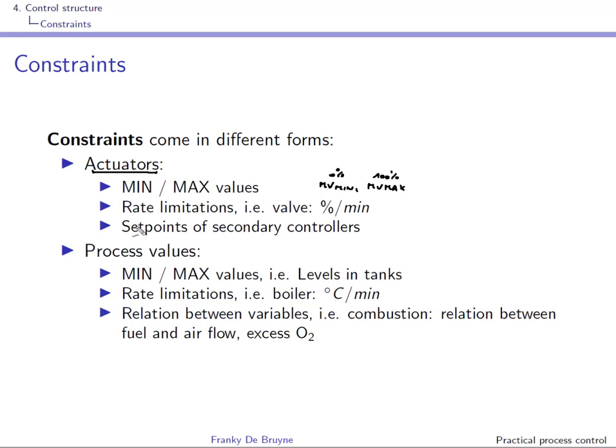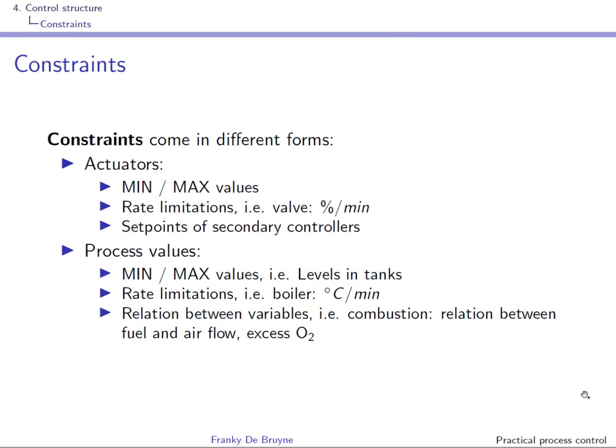There are of course also limitations on the set points of secondary controllers. For instance, in our cascade temperature fuel flow control, the set point of the secondary controller is the fuel flow set point, and there is of course a maximum value for this set point.